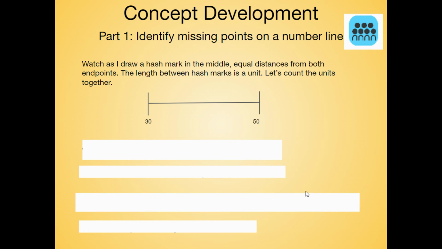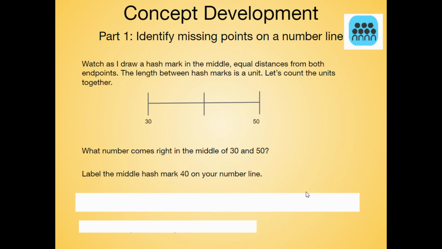All right, so watch as I draw a hash mark in the middle. It is an equal distance from both endpoints, and the length between the hash marks is a unit. So let's count the units together. So we're going to go through what number goes right in the middle of 30 and 50. All right, so we're going to label the middle 40. So put 40 on the number line in the middle.